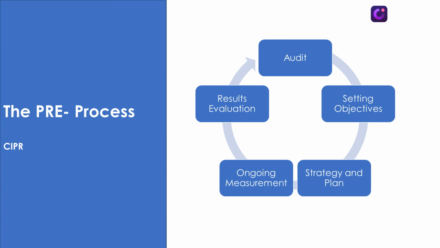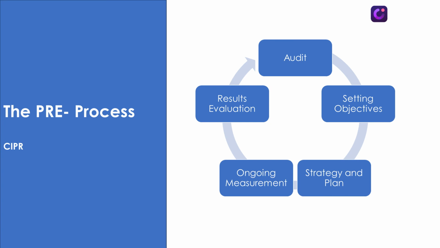But then you see that the arrow points again to audit. It doesn't stop or truncate, because it's a cycle. And as you evaluate the results, it can help you to be better able to do subsequent activities better.